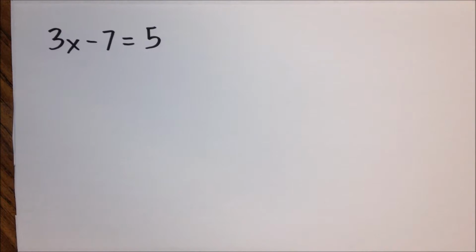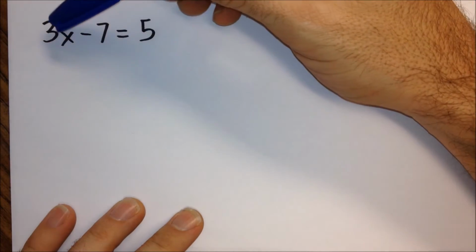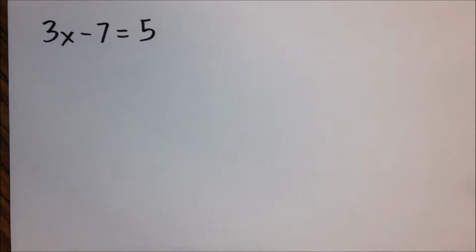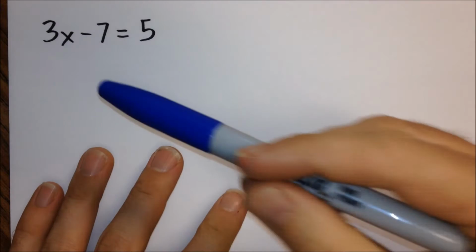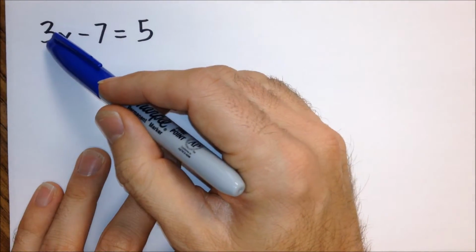Let's move on to a problem that's a little bit more complicated. Let's move on to the problem 3x minus 7 equals 5. What you'll notice is that this problem has both a multiplication and a subtraction in it. So if you're thinking along with me, you'll know that we probably need an addition to undo the minus 7, and we probably need a division to undo the 3.